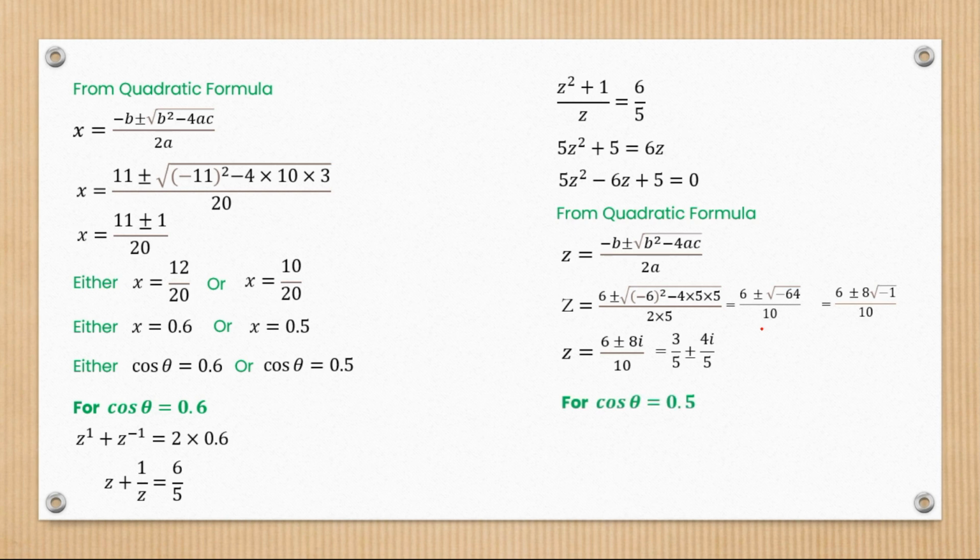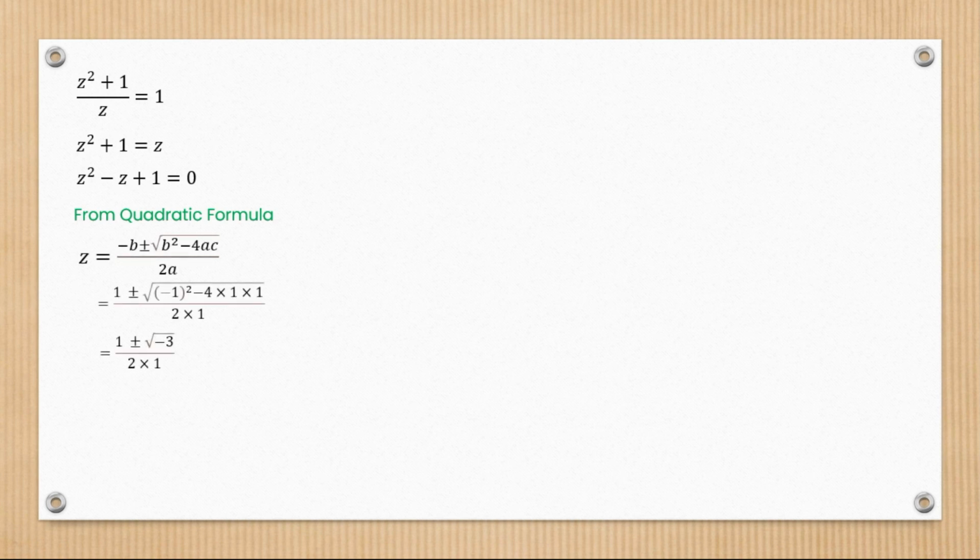Alright, how about for cos theta equal to 0.5? We substitute it into the formula, and this is what we end up having. Now we know that z plus 1 over z is equal to 1, because 2 times 0.5 is 1. So we can say this is what we end up having, and now we have a quadratic equation. So we're going to apply the quadratic formula again.